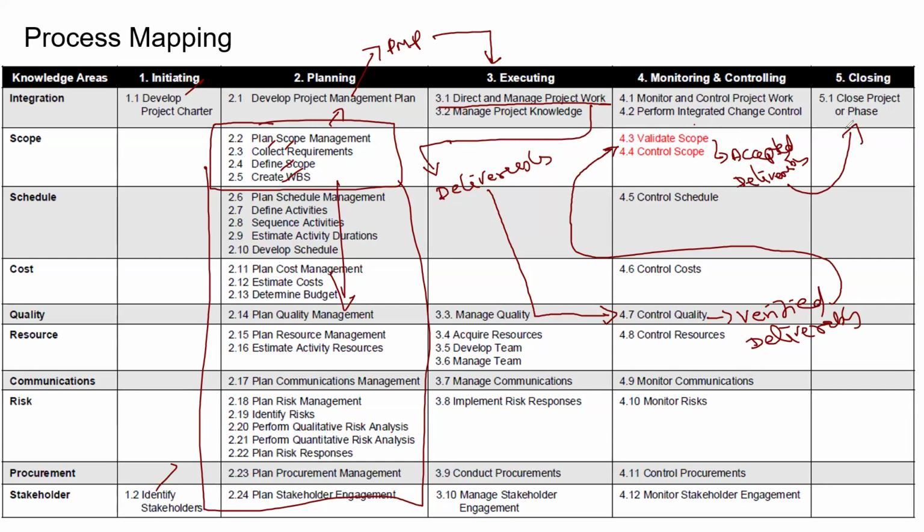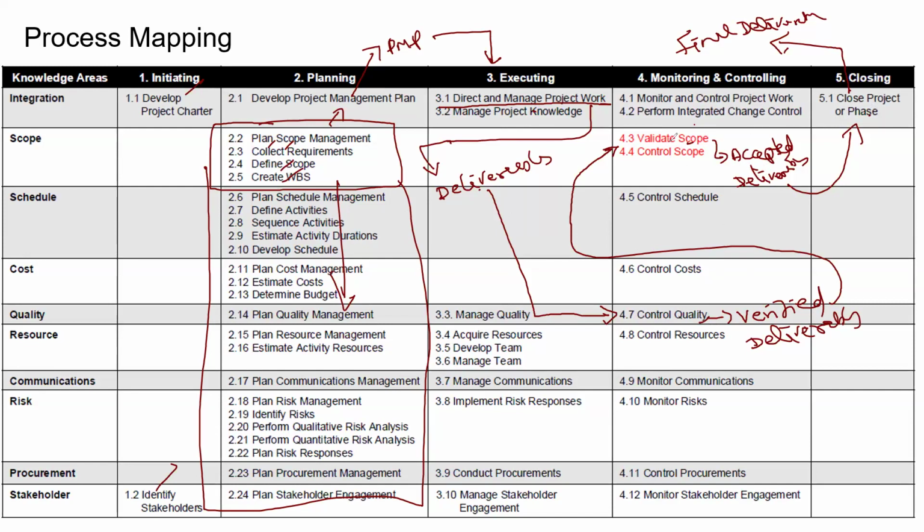If it is the end of a phase, you will close that phase. If it is the end of the project, you will have the final deliverable, and that will be handed over to the customer. So for deliverables, we have 4 terminologies for the exam. Deliverables is the output from direct and manage project work. Verified deliverables is the output from quality control. Accepted deliverables is the output from validate scope. Final deliverables will be the output from the close project or phase process.